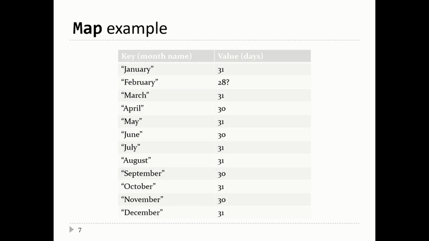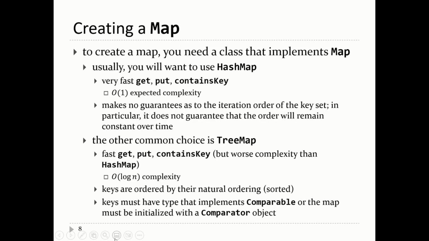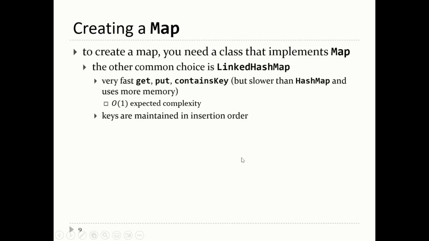For this example here, you wouldn't want to use either tree map or hash map. If you had a hash map, all your months would be in some scrambled order, so the entries would be in scrambled order. If you had a tree map, they would be sorted, but sorted by dictionary order, so lexicographical order. This is an example where you'd want to use a linked hash map.